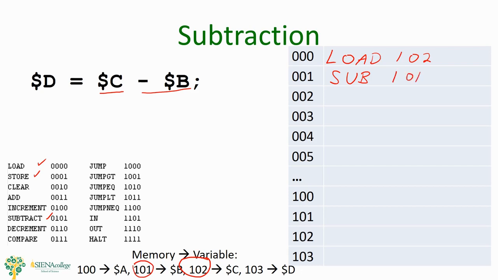And lastly, we want to take that result and store it back into D. So store, and D is at location 103. So load 102, subtract 101, store 103. Those three lines are the equivalent of this one line of Perl code.